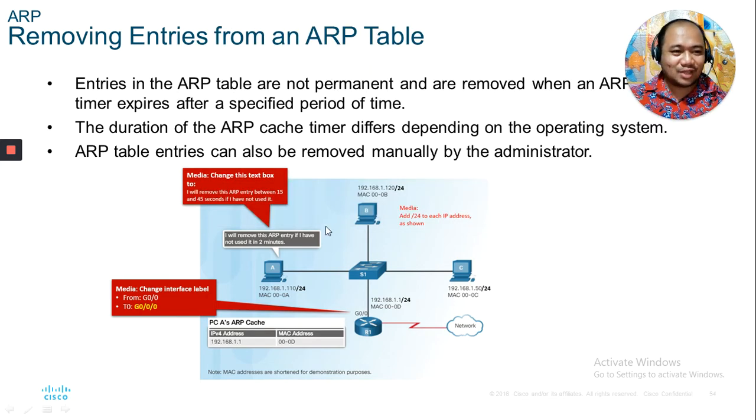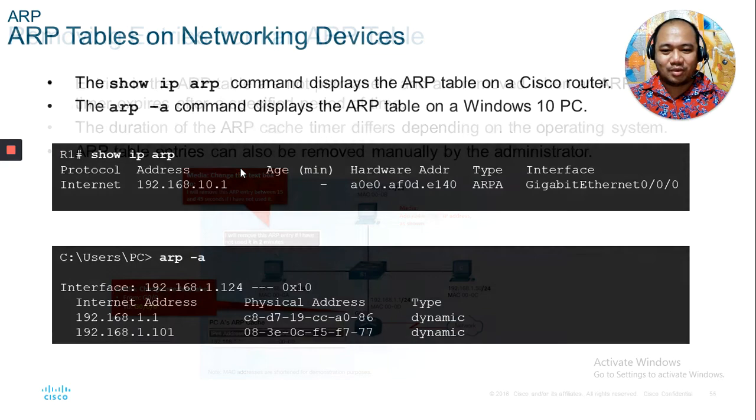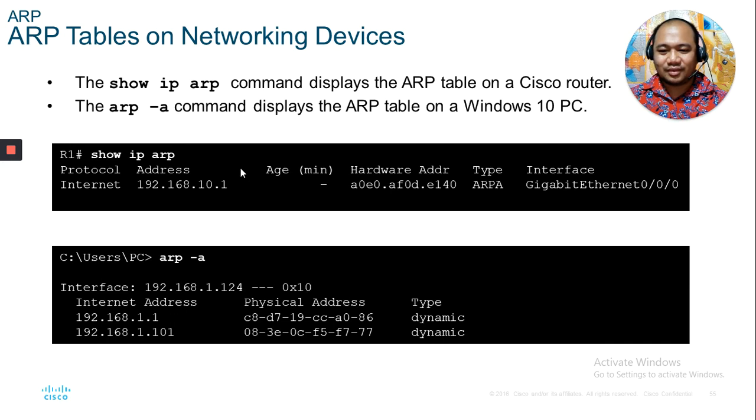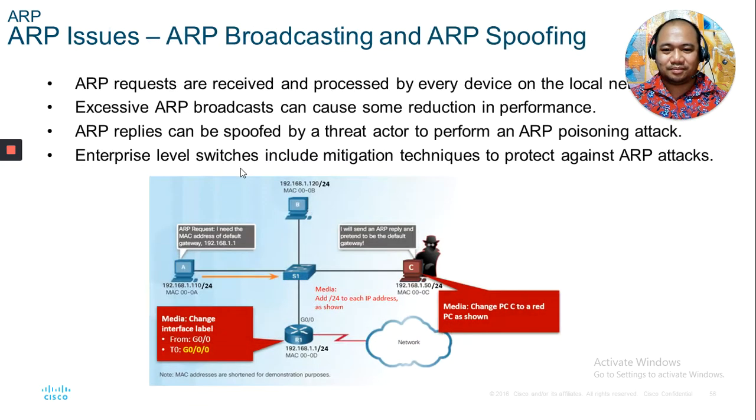Okay. We can use that in Packet Tracer later. You can see that the ARP table or ARP cache will be cleared if we type that command. Here is show ip arp using your router and arp -a using your computer.